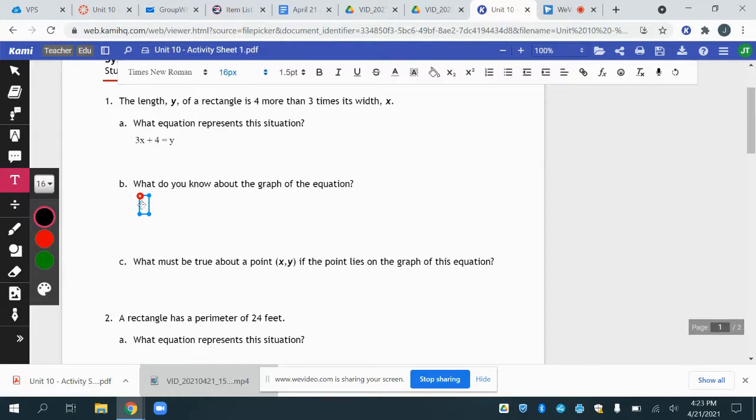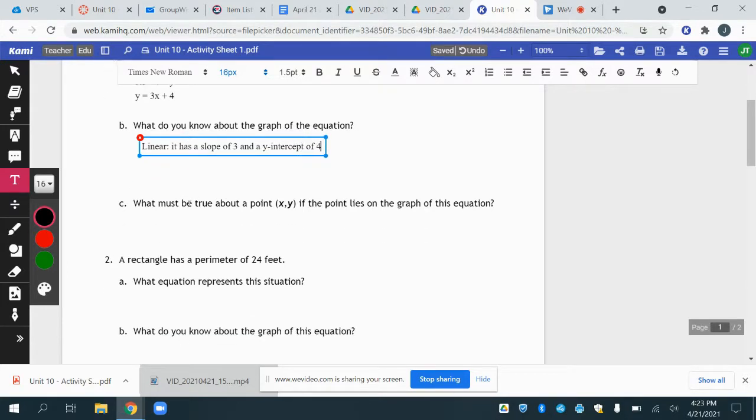Okay, what do you know about this equation? This is a linear equation. If I write the y first, it becomes clear that this is in slope-intercept form. Y equals 3x plus 4. M equals 3, and b equals 4. We know the slope and the intercept of this. It has a slope of 3 and a y-intercept of 4. That's something you can know about it.